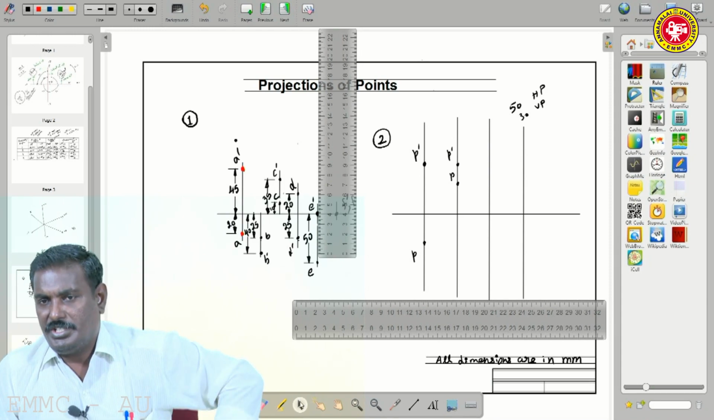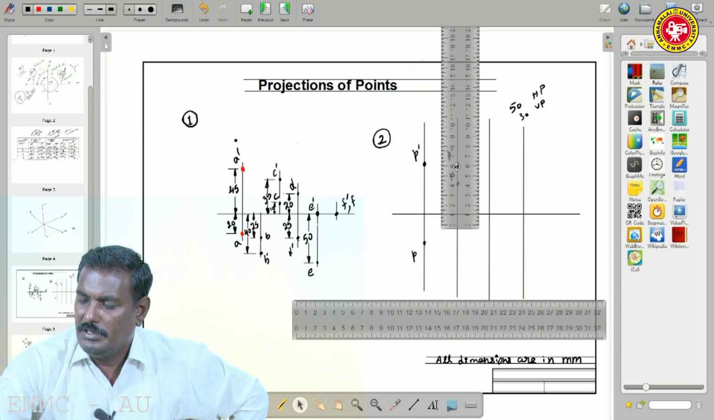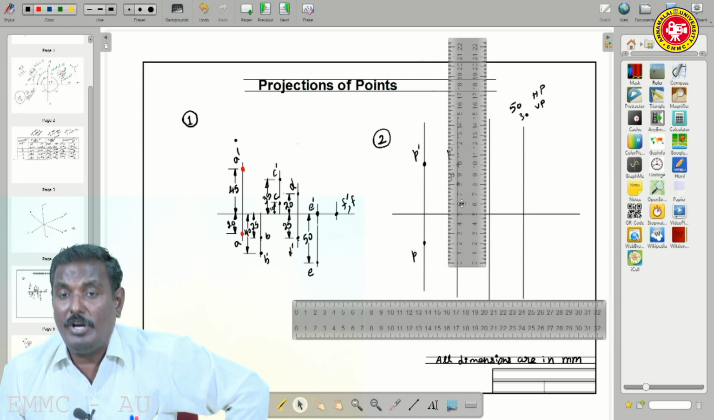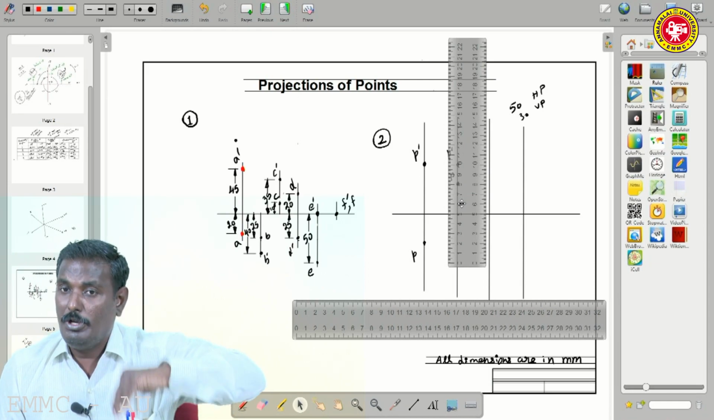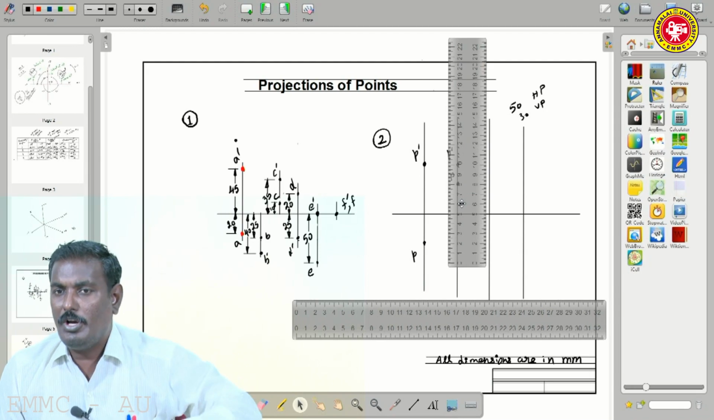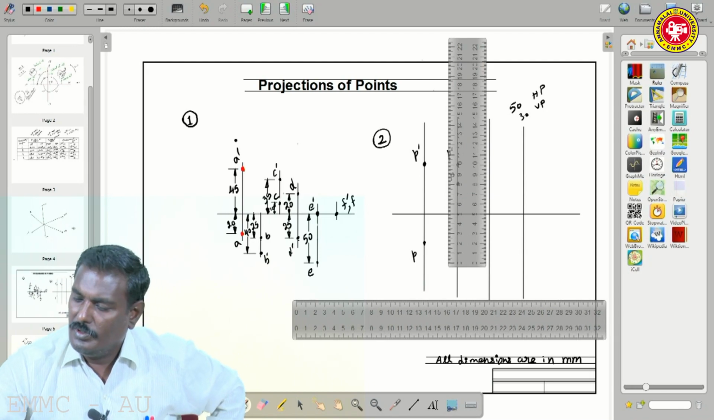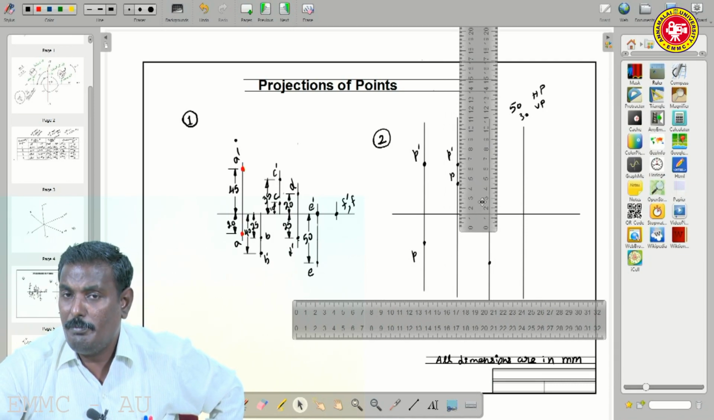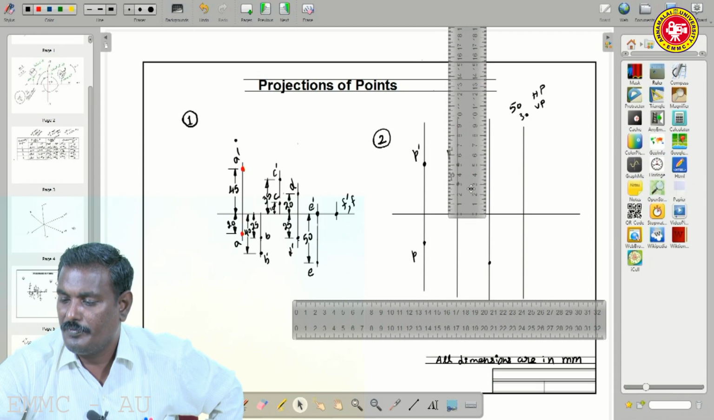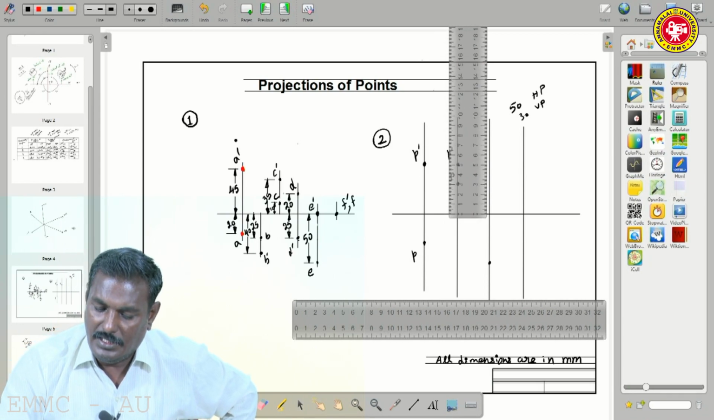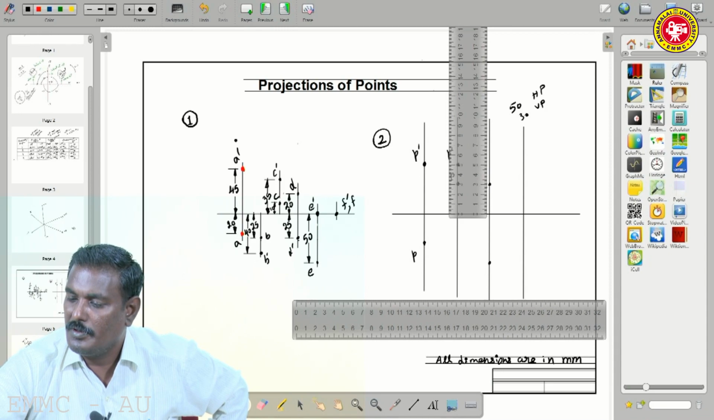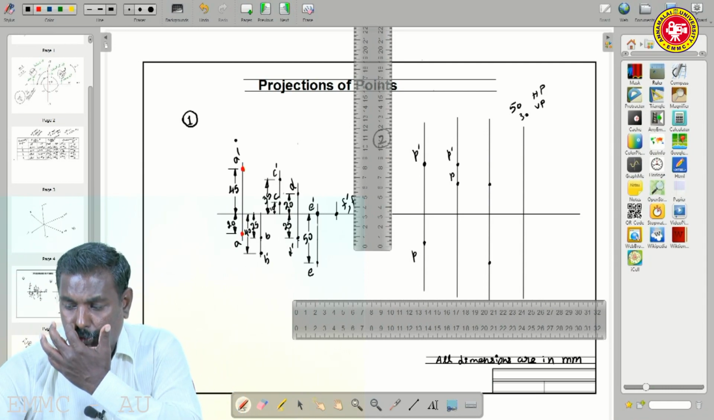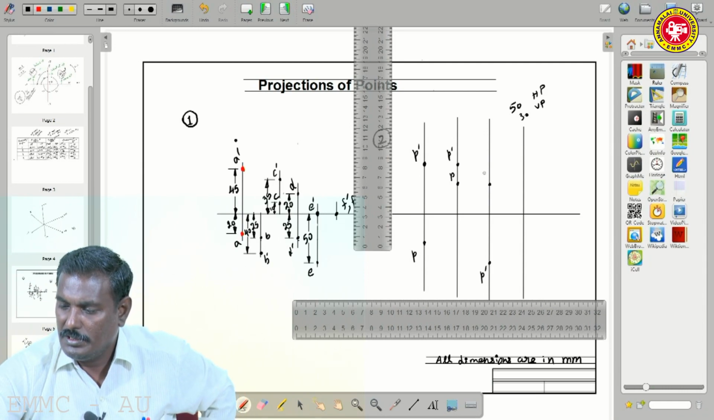Then third angle projection. In third angle, 50 mm below HP, third angle, HP below, 50 mm below HP, then 30 mm behind VP. So this is P dash, this one is P.